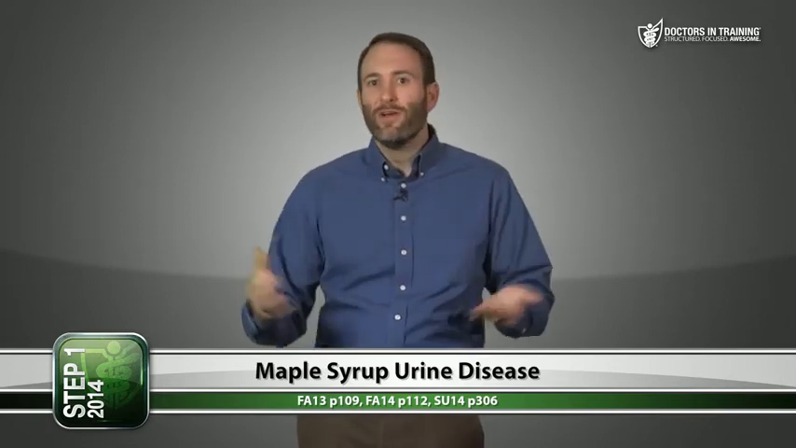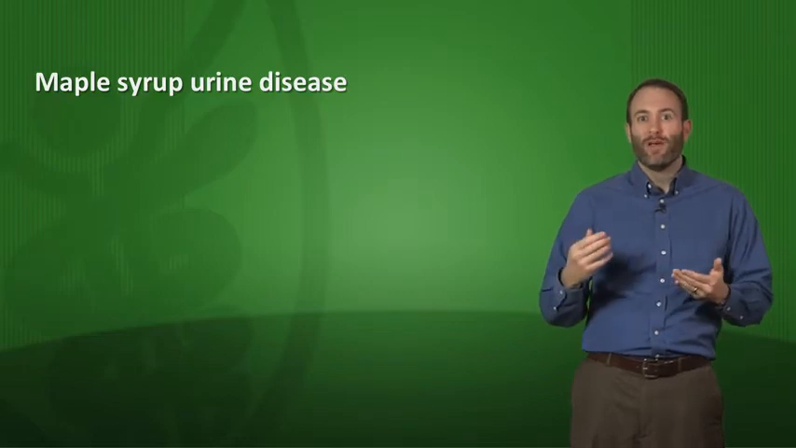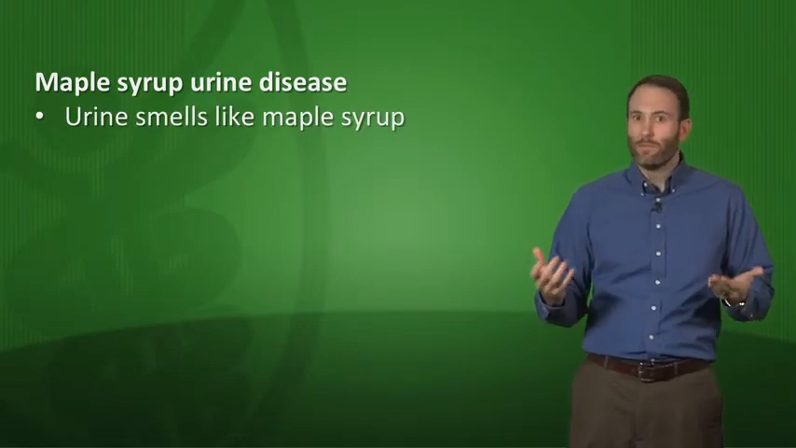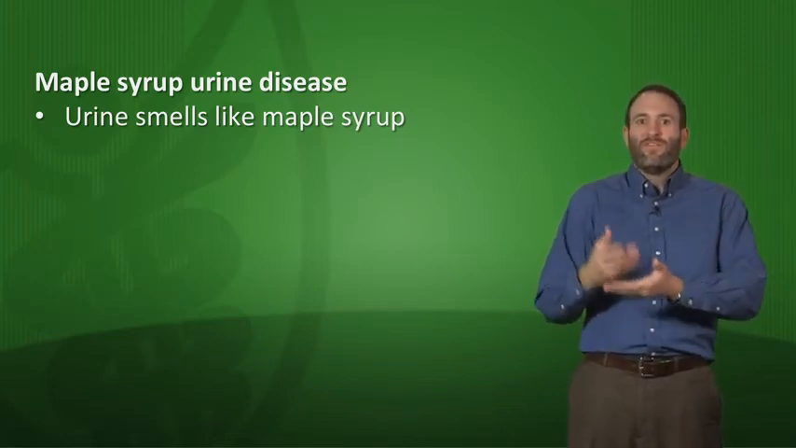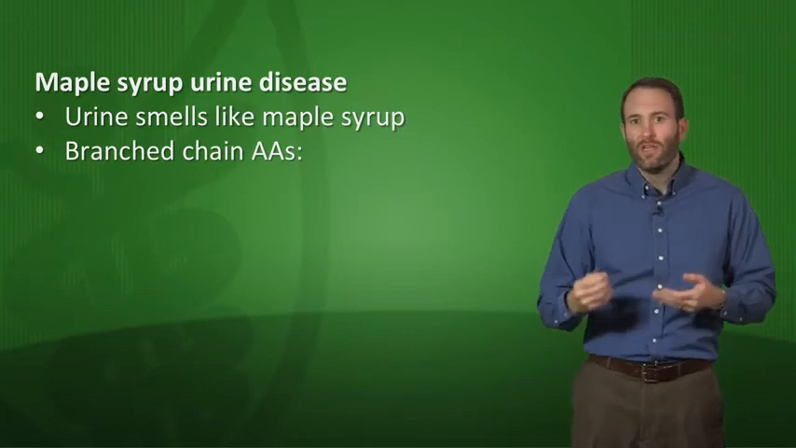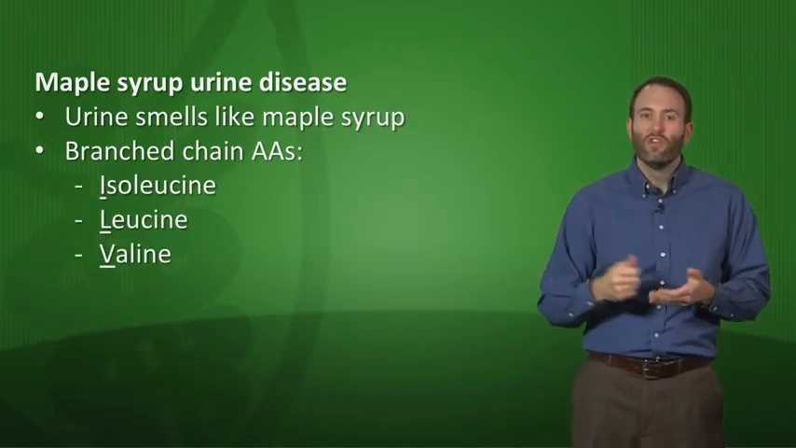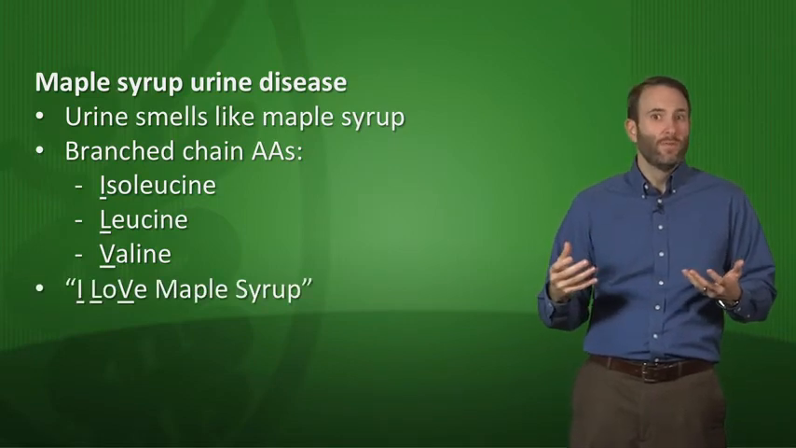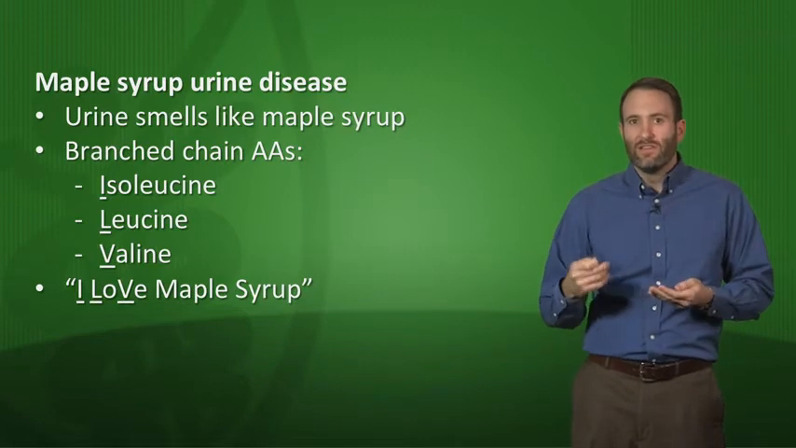Moving on, maple syrup urine disease, delicious. So this is another amino acid disorder. It's going to put a lot of weird stuff in your urine called maple syrup urine disease. And in this disorder, the urine smells like maple syrup. Probably doesn't taste like it though. And the reason why is because you're filled with these branch chain amino acids, isoleucine, leucine, and valine. Now, one mnemonic that you can use is I love maple syrup, which is true. Where the I is isoleucine, L is leucine, and then the V is valine.